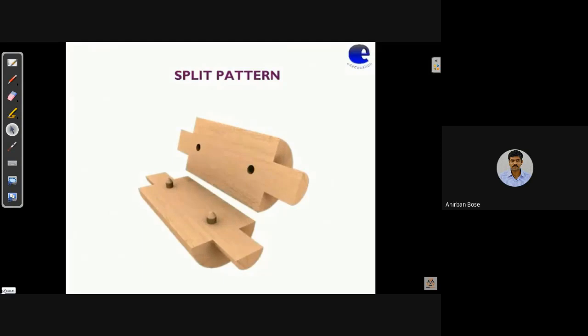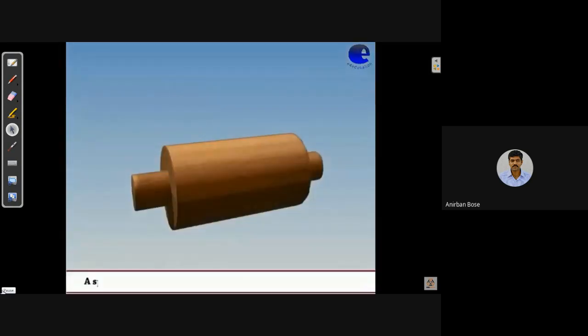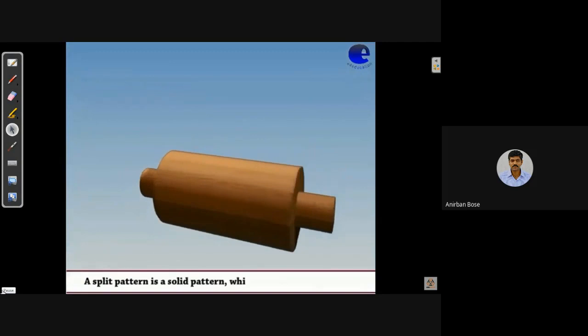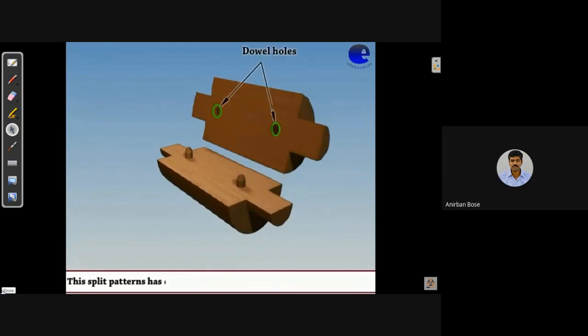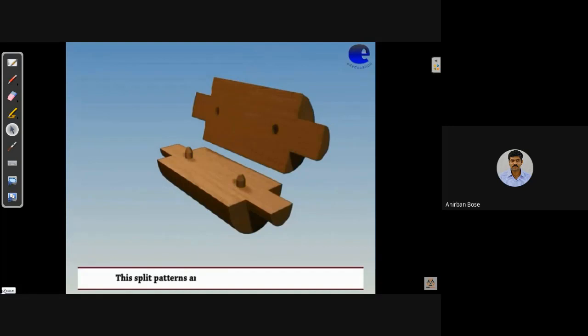Split pattern. Let us see an example of a split pattern. A split pattern is a solid pattern which is split into two halves. This split pattern has dowel bolts and dowel pins for joining both halves. These split patterns are used for casting large products.